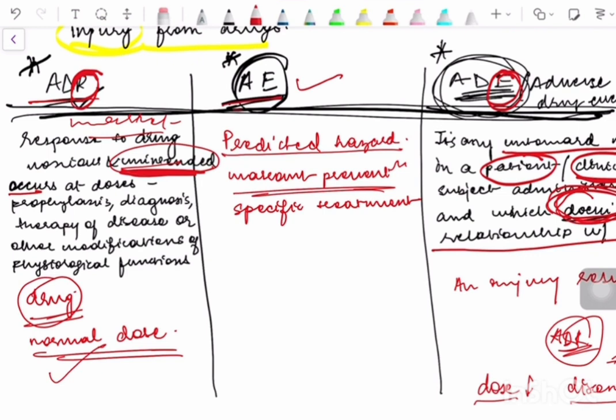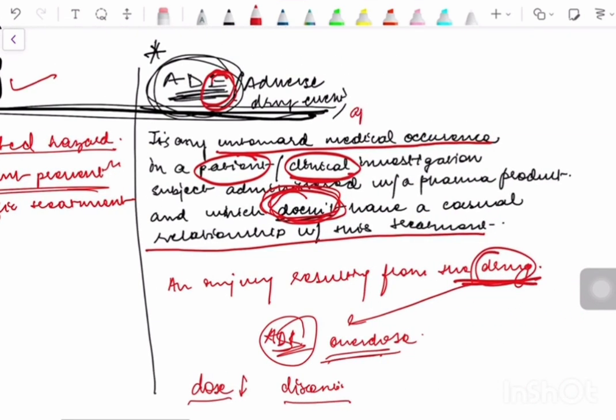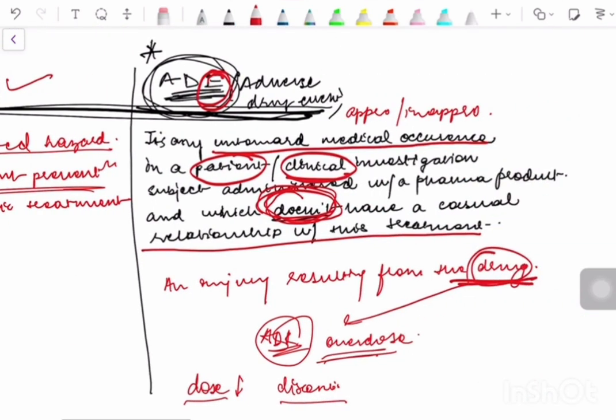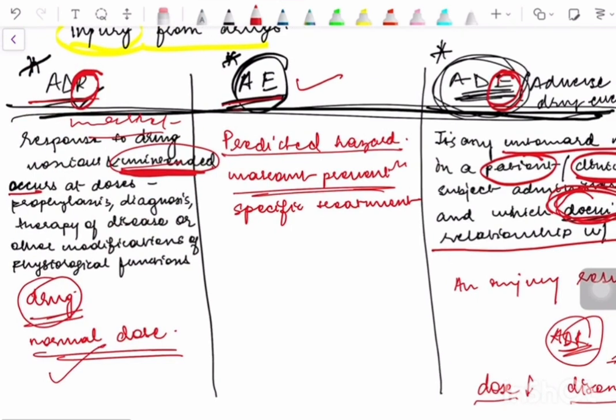So adverse drug event is harm caused by appropriate or inappropriate use of a drug. Appropriate or inappropriate. But यहाँ पे अगर हम बात करें inappropriate use of a drug, whereas adverse drug reaction are a subset of these events where harm is directly caused by a drug under an appropriate use, that is at the normal doses.